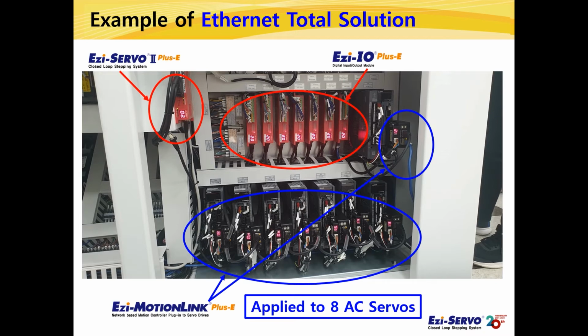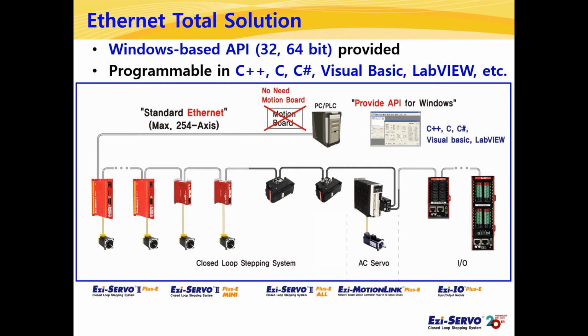In the case of a small machine like this, if you use Ezi-MOTIONLINK, you can control AC Servo, stepping motor, and I/O module with FASTECH's API. You don't need a separate motion board for AC Servo. Just control with one Ethernet network. Therefore, it is possible to save costs by removing unnecessary motion boards and reducing wiring. To summarize the product concept, it is as follows.